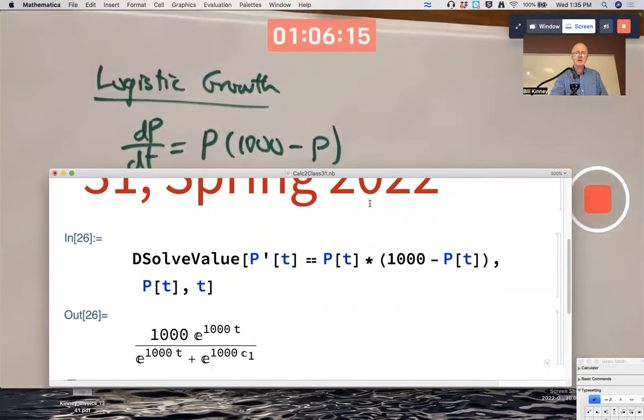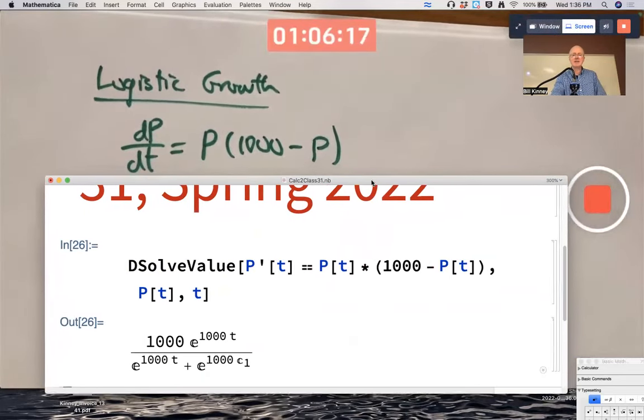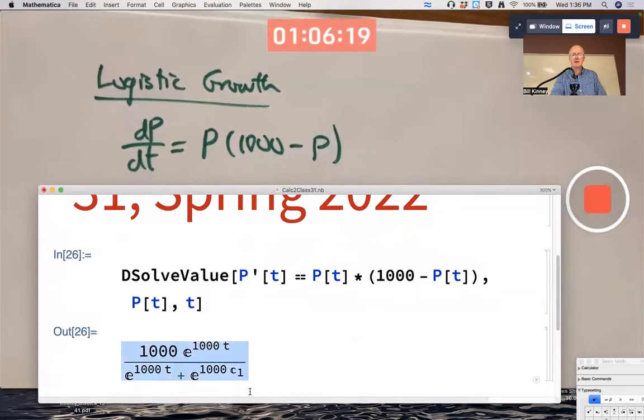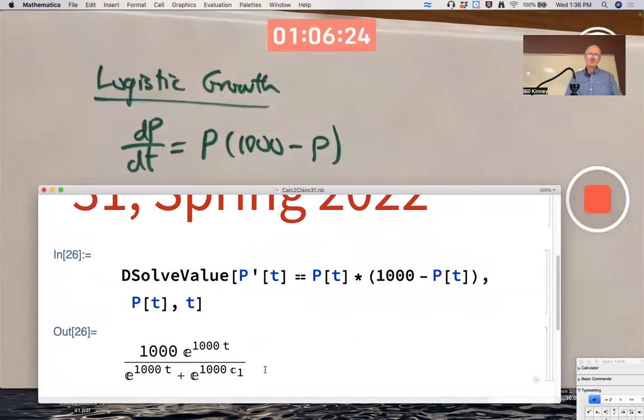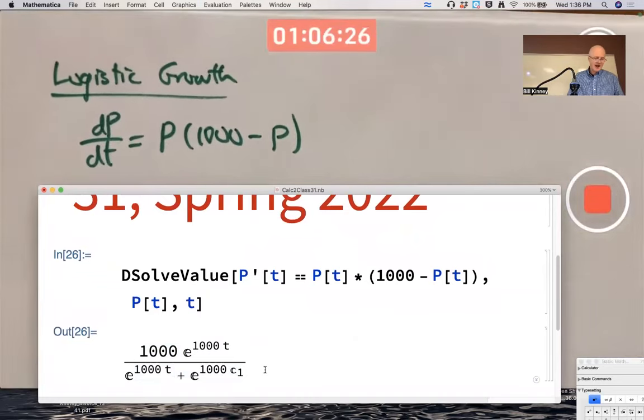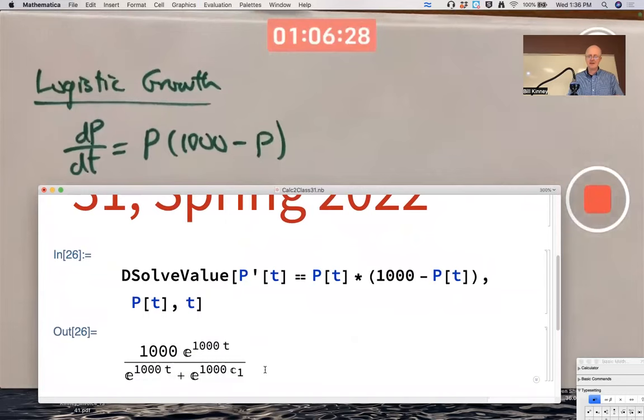Enter it. Mathematica is saying effectively that this is the general solution. Now, that's not the most typical way to write a general solution. I, in fact, am going to write it by hand differently than that.